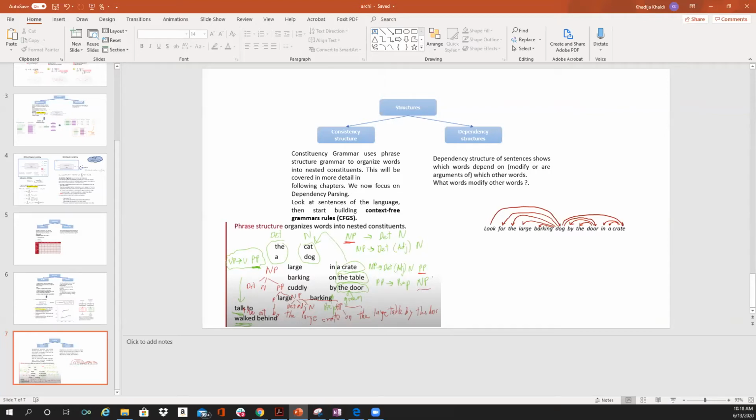So dependency structures, I guess it starts with the subject. Sorry, it starts with the action in the sentence, it looks like, and all the other words depend on it in some way.